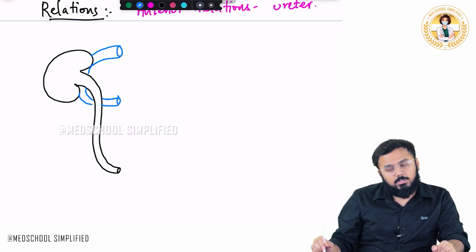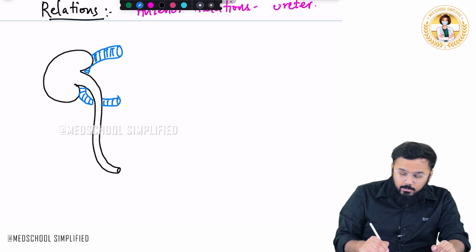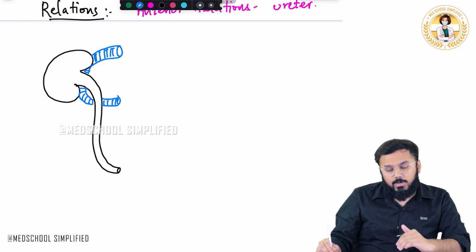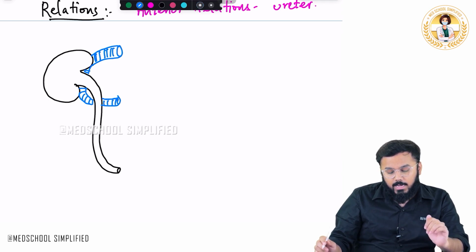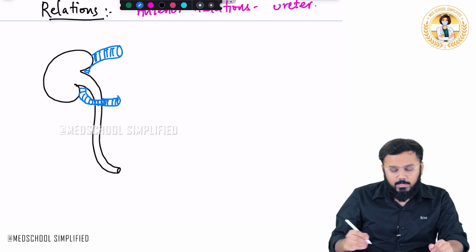You see what this structure over here is? This structure is called the second part of your duodenum. The second part of the duodenum is present anterior. Where is it present? It is present anterior.